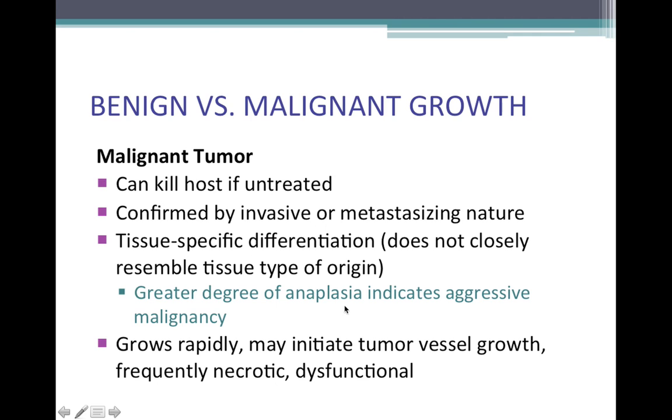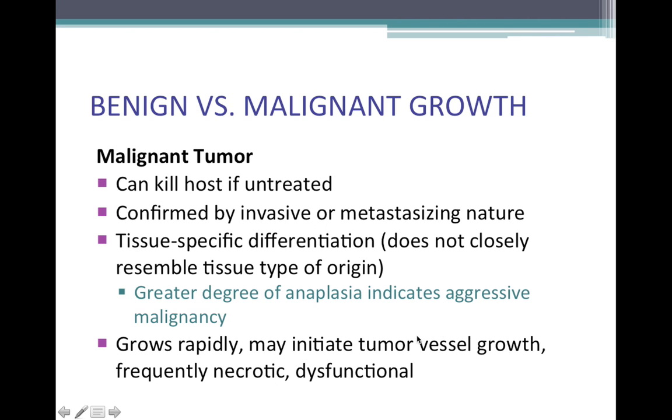Now we call this anaplasia, and anaplasia is really where cells start to look different than what they should normally look like. The greater the degree of anaplasia, the more aggressive the malignancy typically is. So if a malignant cell looks much different from the surrounding tissue, it's anaplastic and probably even more metastatic and more cancerous. Now, these cells can grow rapidly, and they may initiate tumor vessel growth.